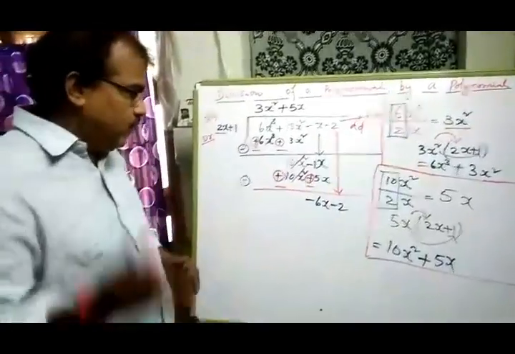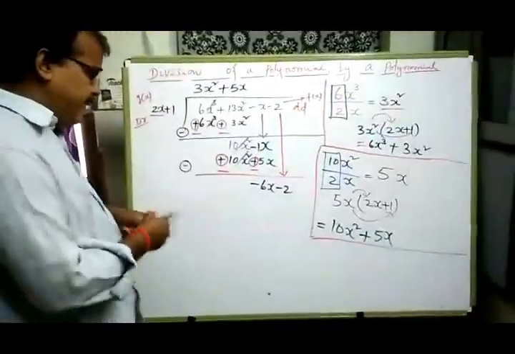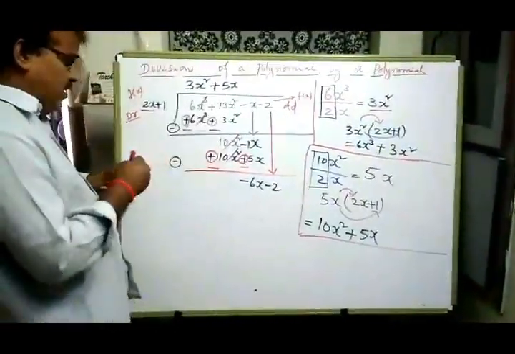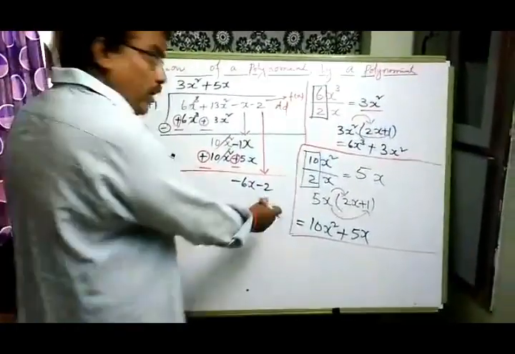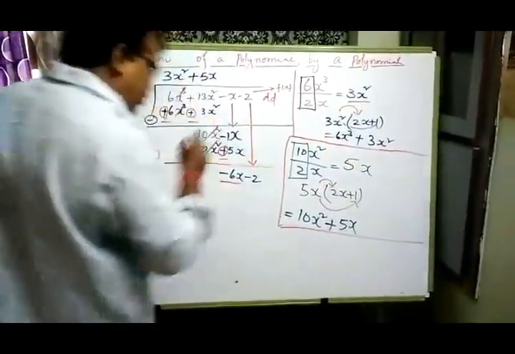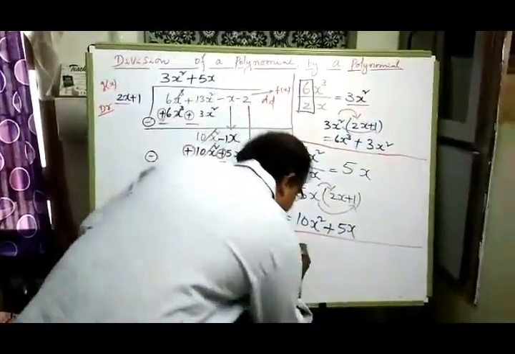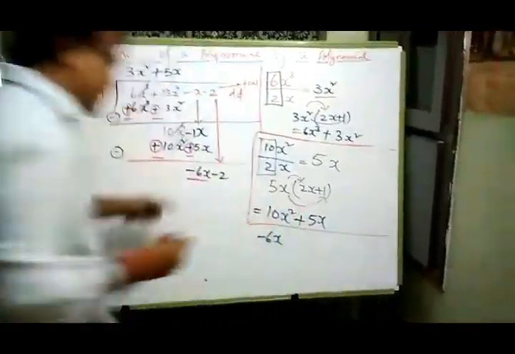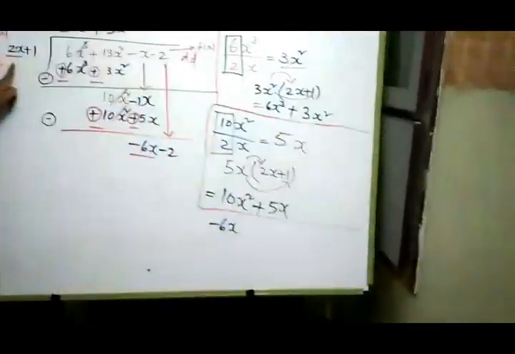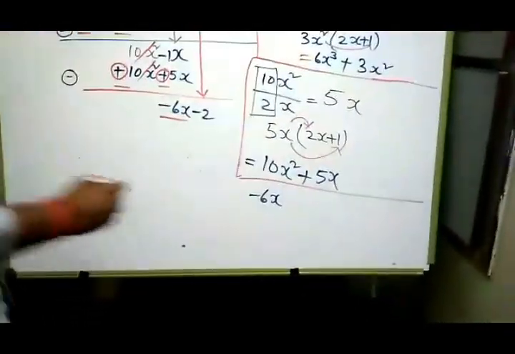Now perform division. What is the next step? What is the first term of this new dividend? This is called the new dividend. The first term of the new dividend is minus 6x. What is the first term of the divisor? 2x.